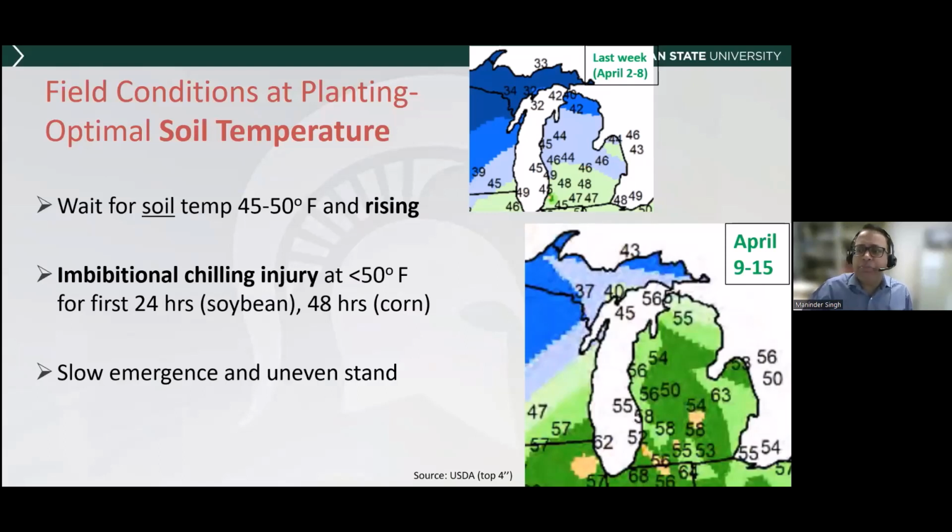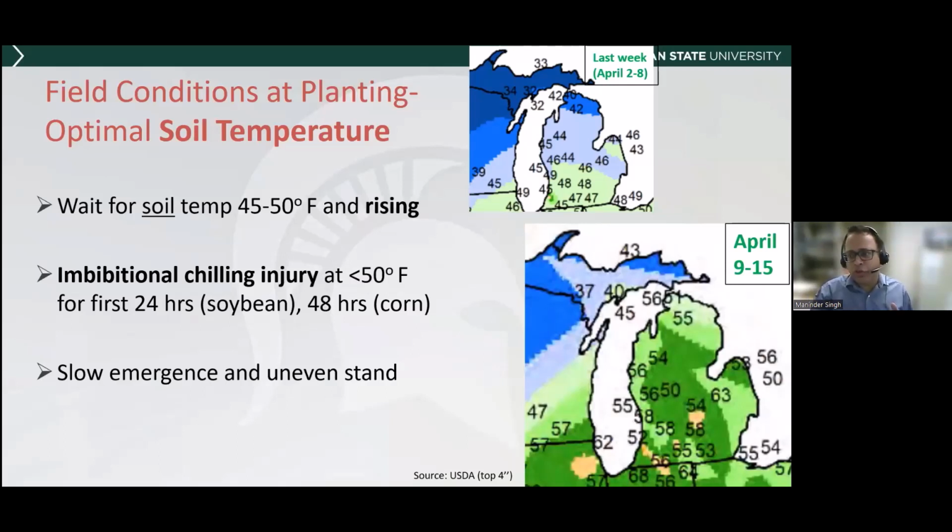And what can happen if we are planting in non-ideal conditions? The number one factor is imbibitional chilling injury. Those first 24 to 48 hours are really critical. If we have a weather forecast showing that this can be a concern, holding off on planting is really critical. After that period, we might be relatively okay. But this first 24 hours in soybean and 48 or so in corn is really critical.